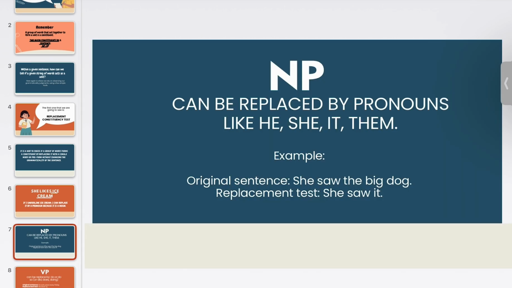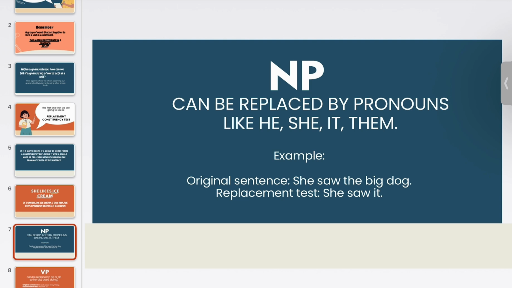But when we use a replacement constituency test, of course, we have to keep in mind the different categories that we have to analyze a sentence: noun phrases, verb phrases, adjective phrases, and also prepositional phrases. In this opportunity, I'm just going to introduce the noun phrases and verb phrases, and they are simple to replace. If I mix everything, probably you're going to be confused.